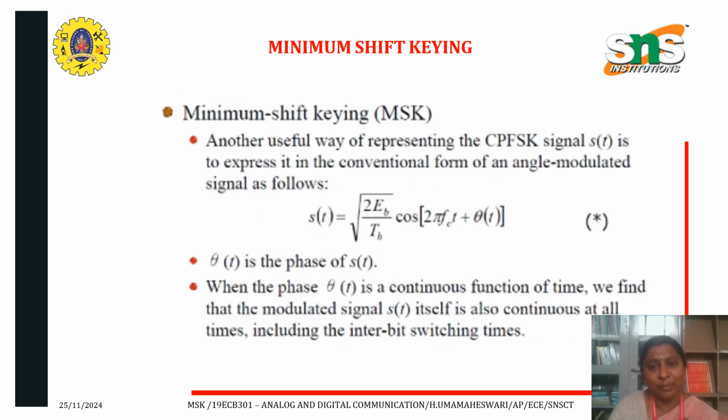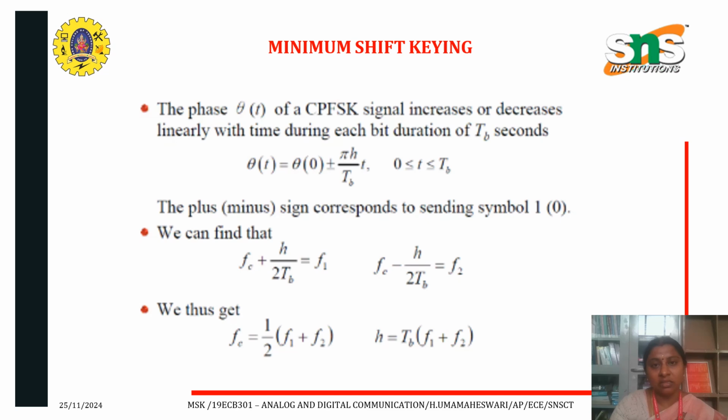Another useful way of representing the CPFSK signal is to express it in the conventional form of an angle modulated signal, as follows. When the phase θ(t) is a continuous function of time, the modulated signal s(t) itself is also continuous at all times, including the inter-bit switching times. The phase θ(t) of a CPFSK signal increases or decreases linearly with time during each bit duration of Tb seconds, where θ(t) = θ(0) ± πh/Tb × t. The plus sign corresponds to sending symbol 1.